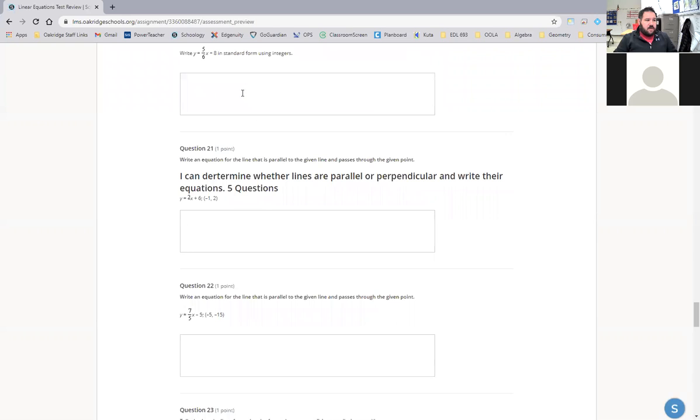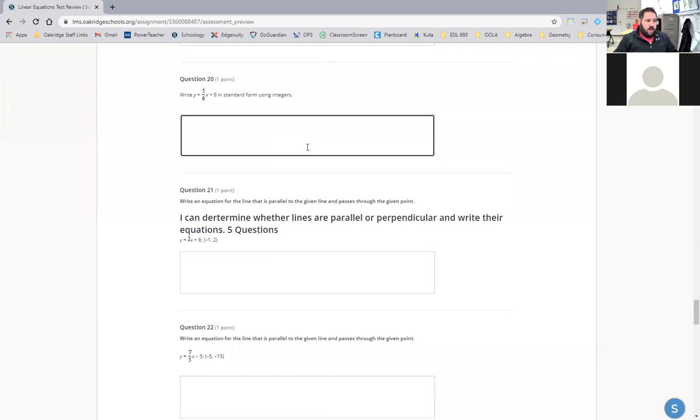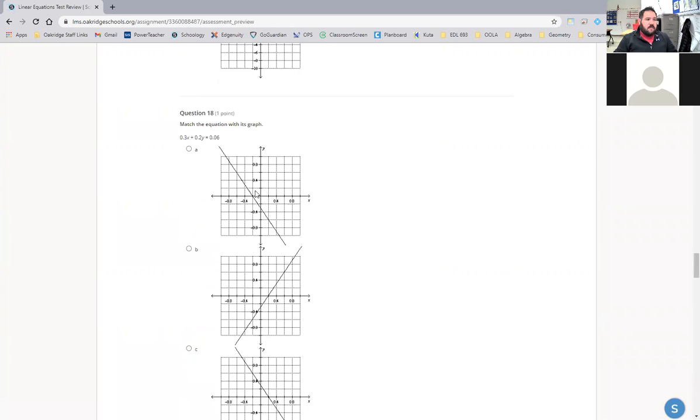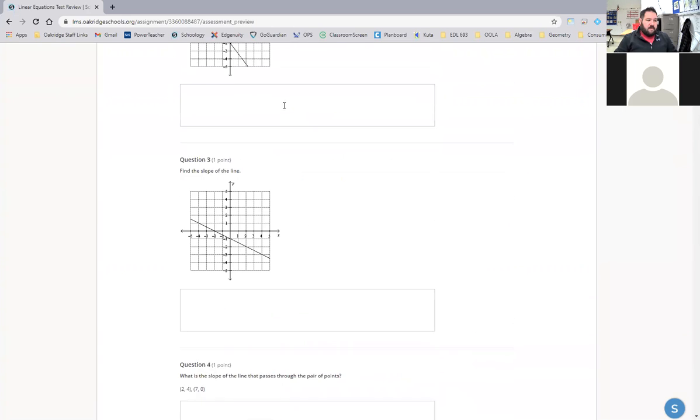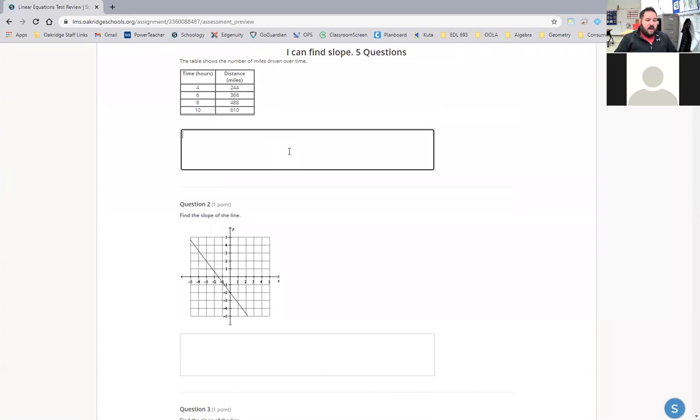There will be some short answer stuff where you're going to write your equation or find your slope or things like that. Those will be manually graded by me, but there will be some other parts that are multiple choice as well. At this point, what questions do you have?